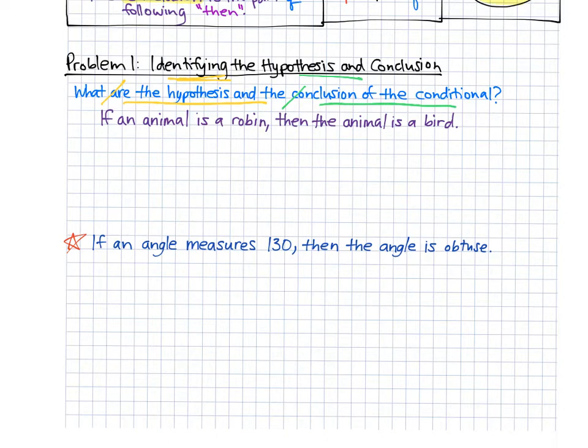Okay, so try this next one after pressing pause and then check back for your solution. Okay, so the hypothesis was just an angle measures 130 degrees, and then the conclusion is the angle is obtuse. So just make sure you don't include the if or the then. The hypothesis is the part after the if, the conclusion is the part after the then.